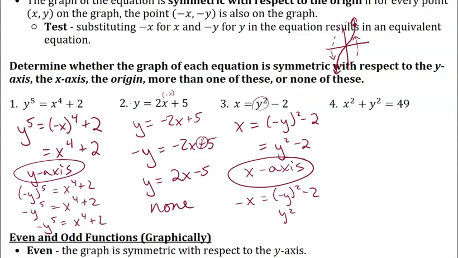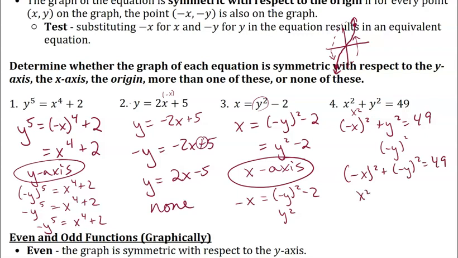This one, hopefully you recognize this as the equation of a circle that's centered at the origin. But if I plug in, so let's do negative x, I'd have negative x squared plus y squared equals 49. That's the same as x squared. So yep, that works. Also, if I plug a negative y in here, that one's going to work. If I plug a negative in both spots, this is the same thing as the original because that's an x squared, that's a y squared. Okay, so this actually has all three symmetries, which makes sense because it's a circle and we can rotate it or flip it however we want and it'll still be in the same spot.